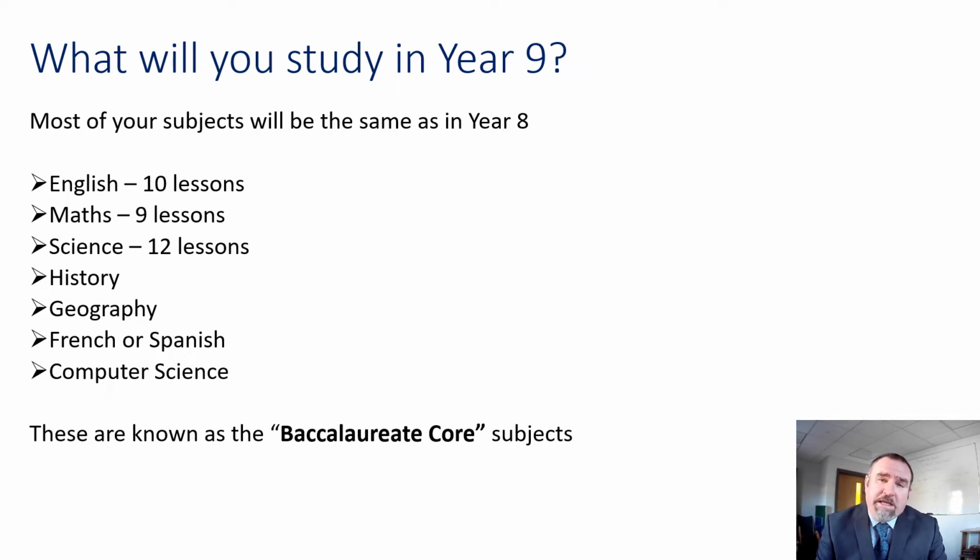You will then also be studying history, geography, French or Spanish, depending on which language you currently study. You continue with the study of that language, and then computer science. Now, all these subjects that all of you study, that are listed on the screen at the moment, we call the baccalaureate core subjects. They form the basis of what it means to be an educated person. You study these up until the age of 14, and to have knowledge across all these areas means you're set up very well at the end of Year 9 to then go and specialise in GCSE subjects.